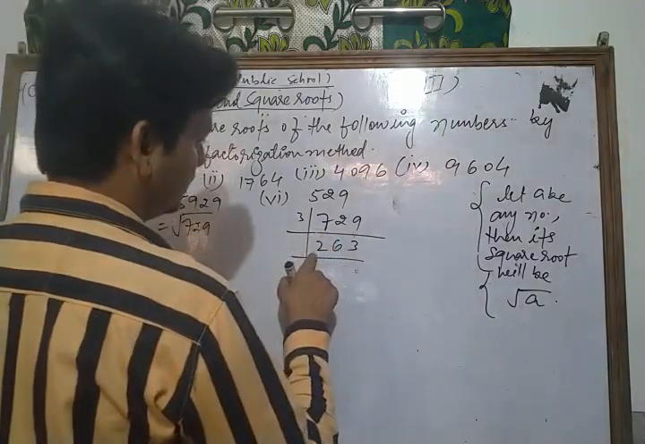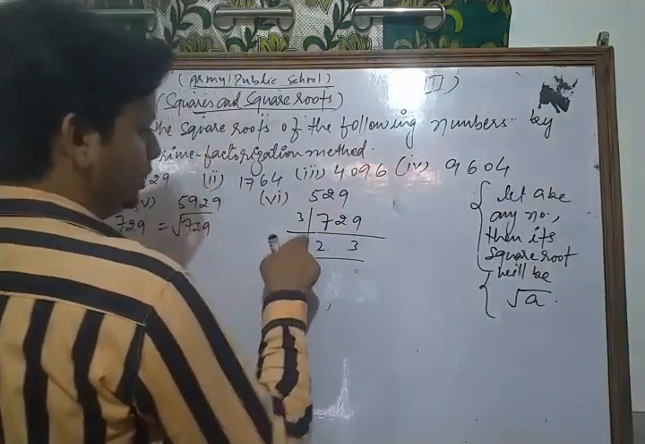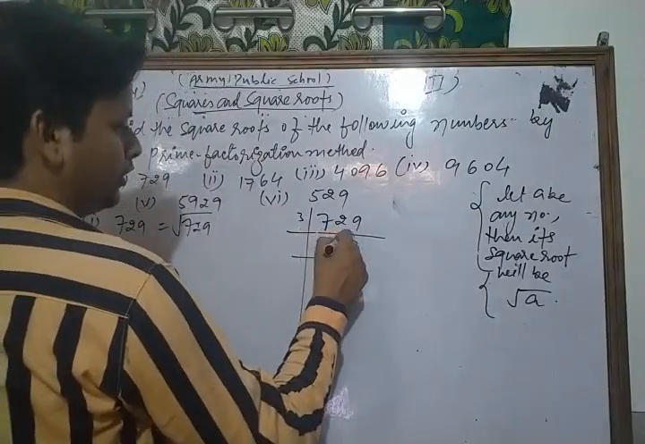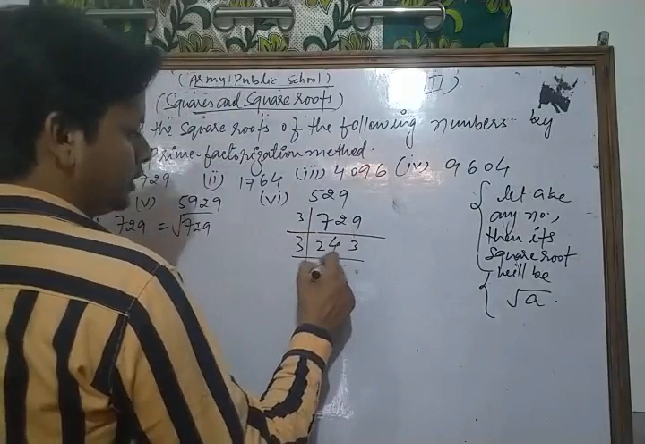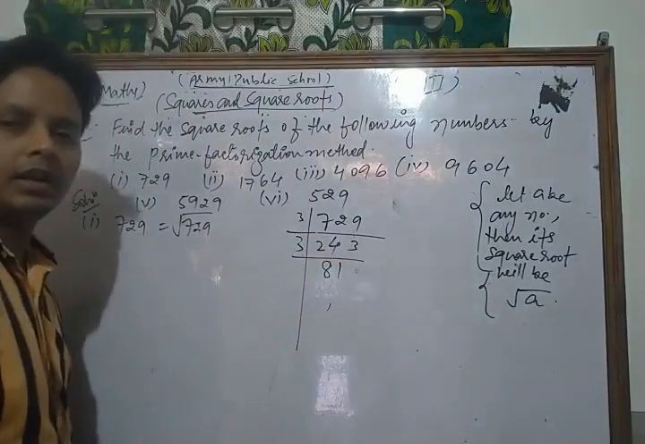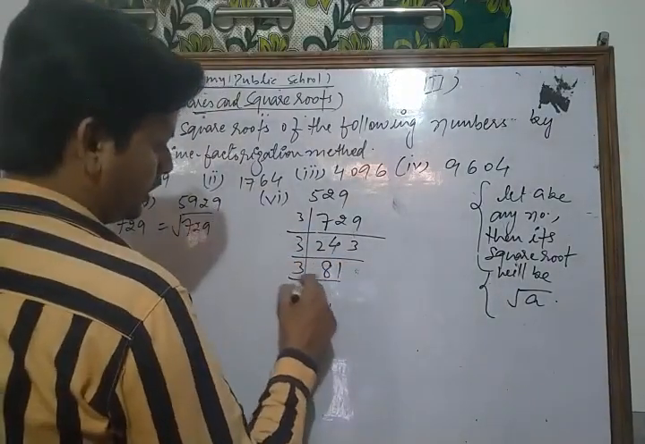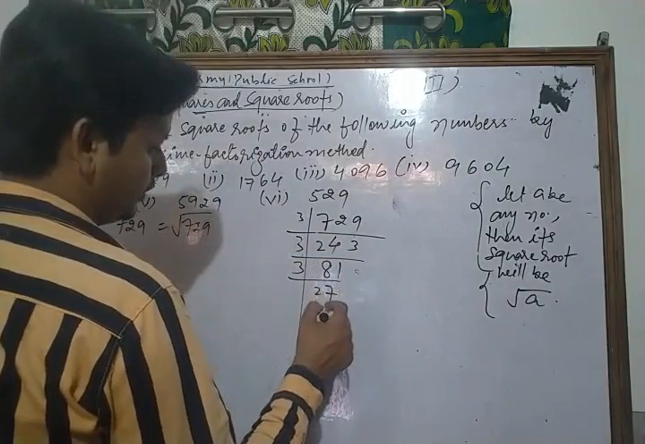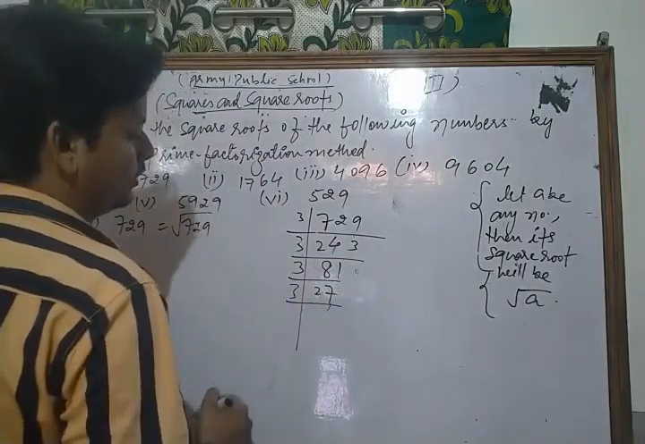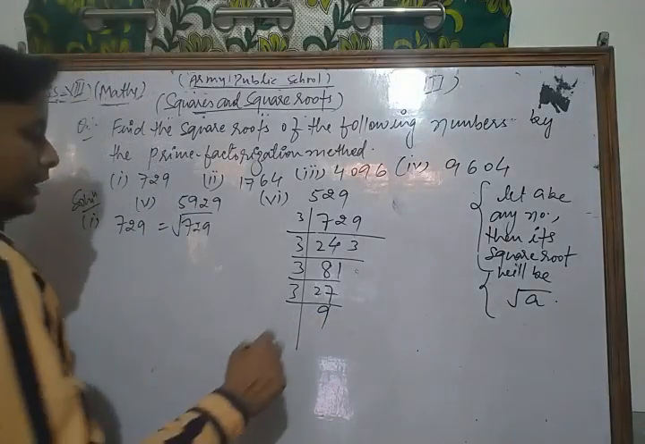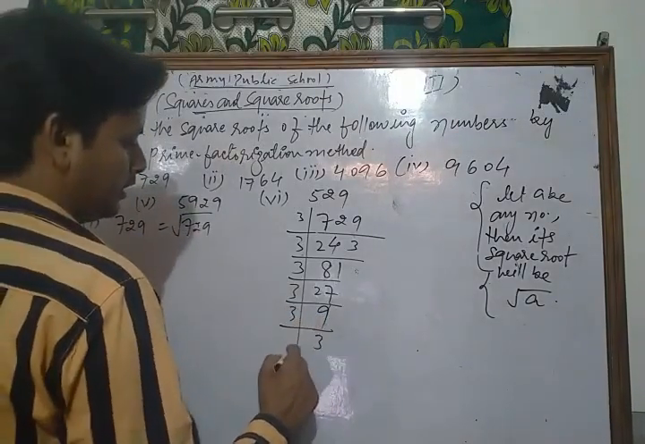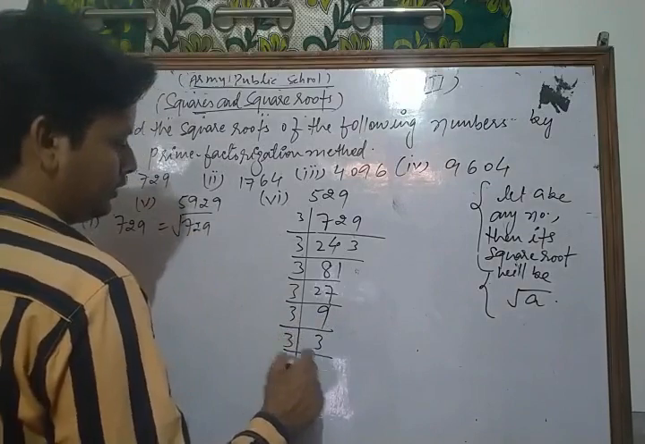3 twos are 6, carry 1, 3 fours are 12, and 3 threes are 9. Again dividing by 3, 3 eights are 24 and 3 ones are 3. Now again by 3, 3 twos are 6, 3 sevens are 21. Again by 3, 3 nines are 27. Again by 3, 3 threes are 9, and finally 3 ones are 3.